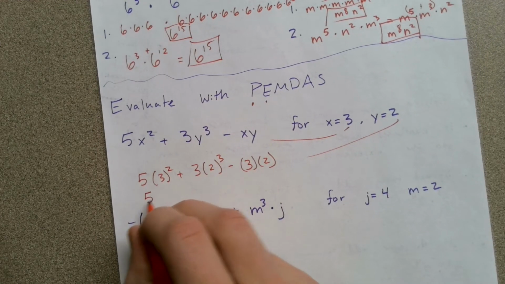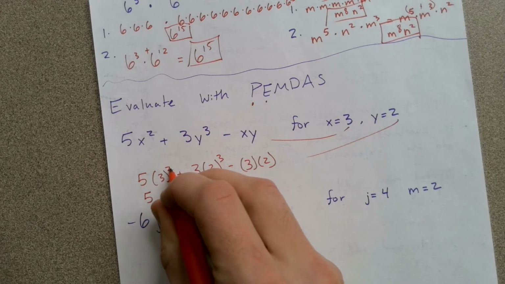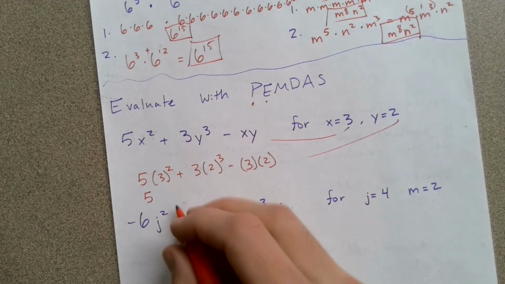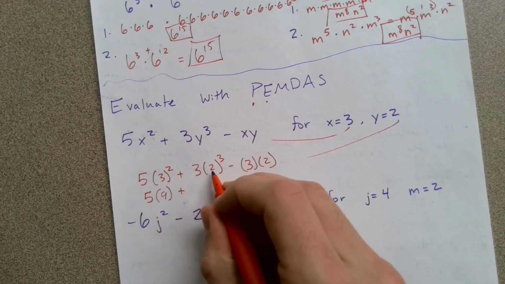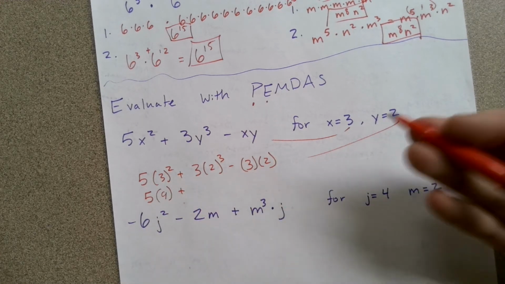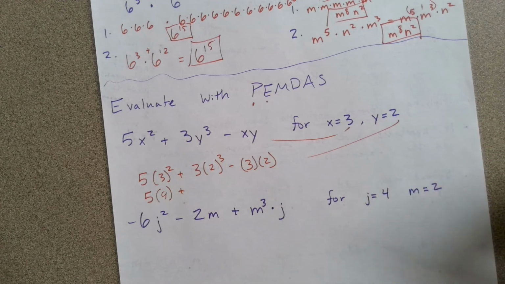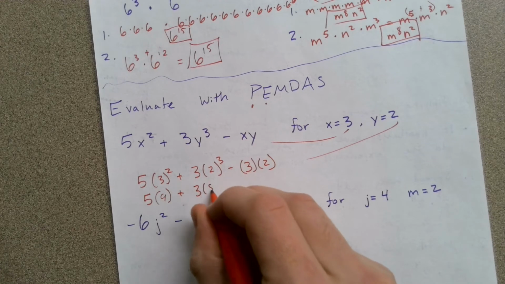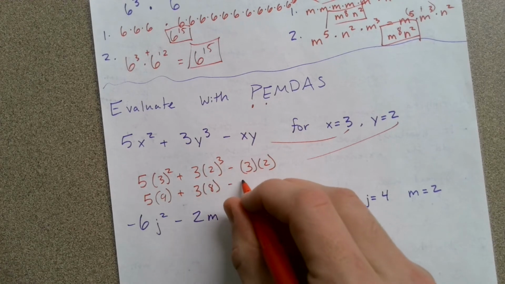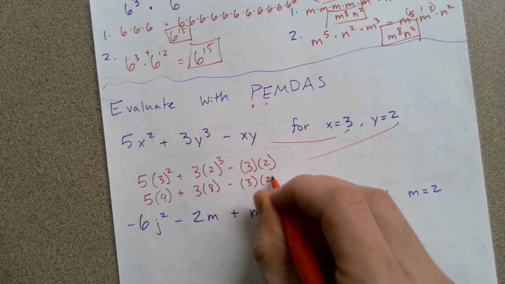We're going to write this as 5 times 3 to the second power, which is the same as 3 times 3, which I know is 9. So I'm going to write this as 5 times 9 plus 3. 2 to the third power, we got 2 times 2 times 2. 2 times 2 is 4, times 2 is 8. 3 times 8 minus 3 times 2.